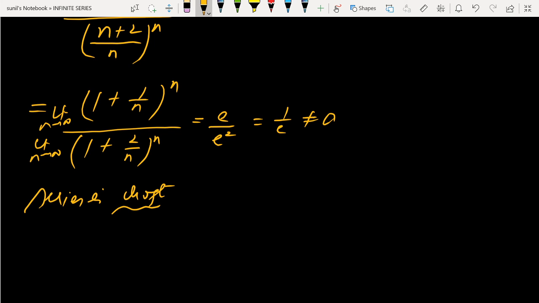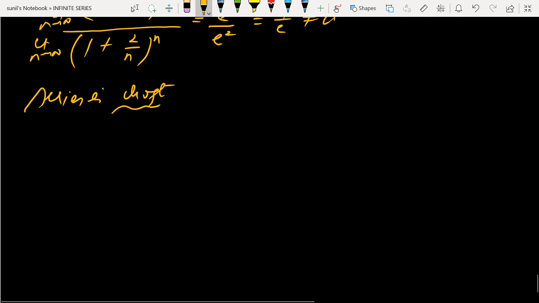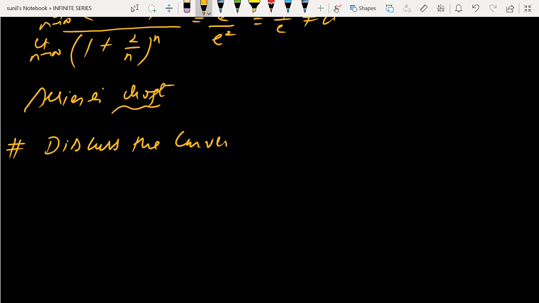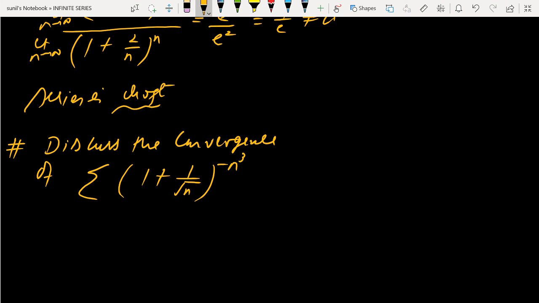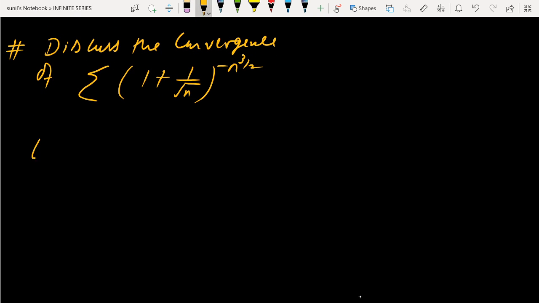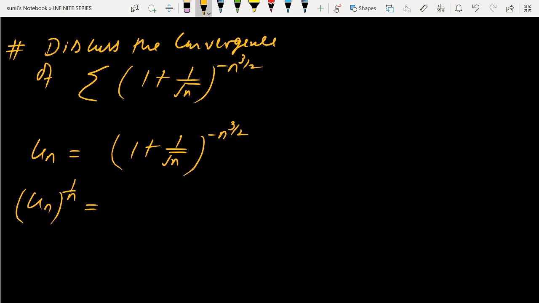Okay, now let us consider one more problem here. There is another problem. The question is, discuss the convergence of summation of 1 plus 1 by root n raised to power minus n raised to power 3 by 2. So what I will do, my nth term is given: 1 plus 1 by root n raised to power minus n raised to power 3 by 2. Now let us take the nth root of it.